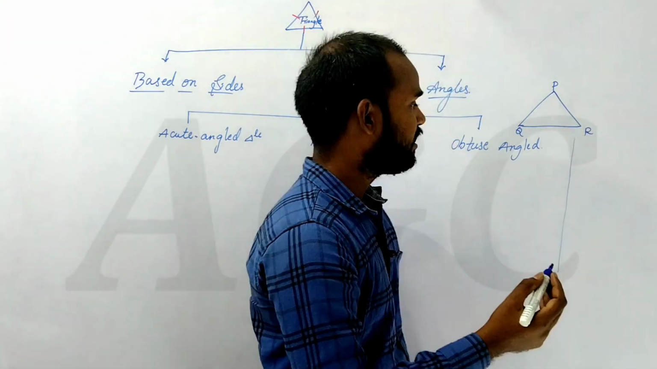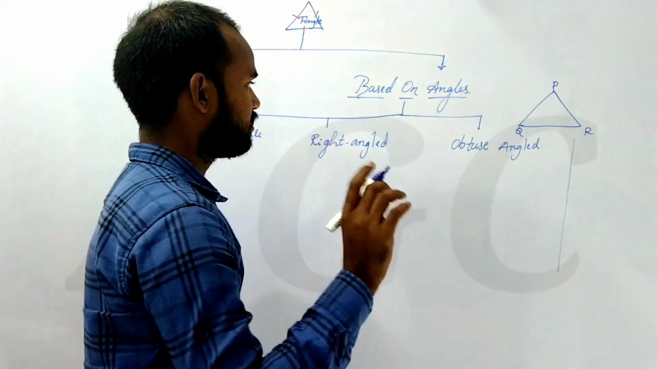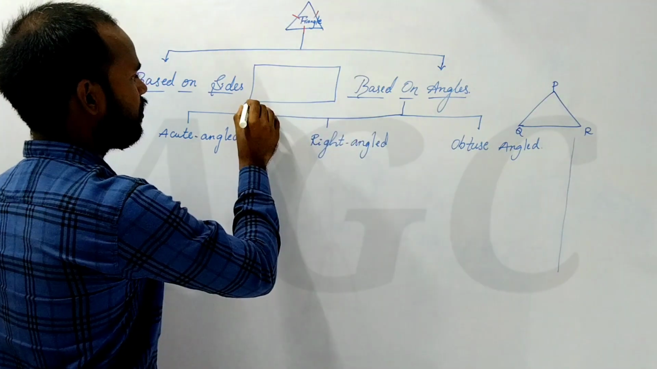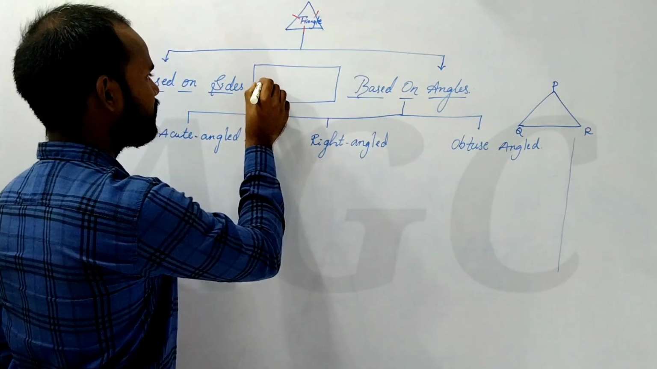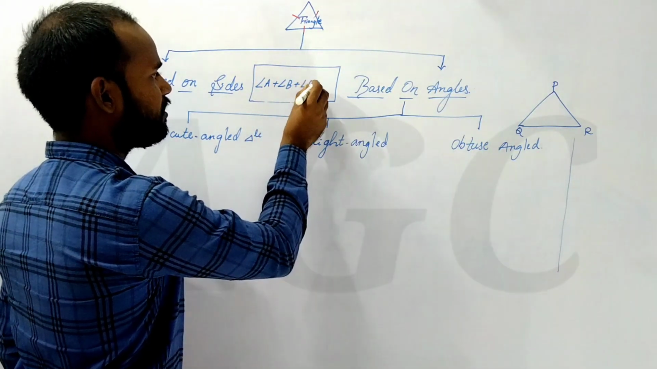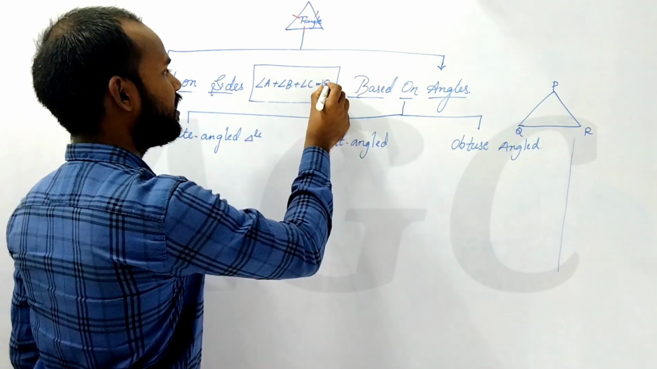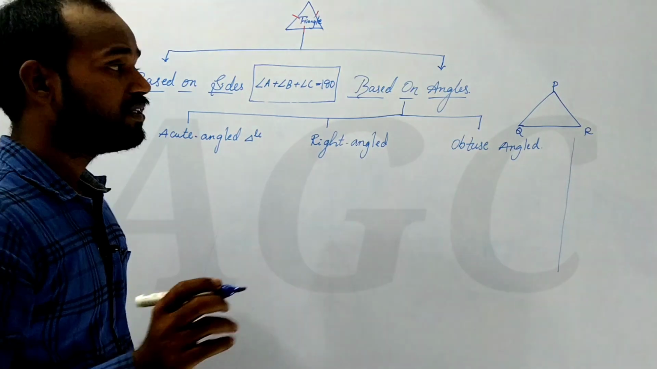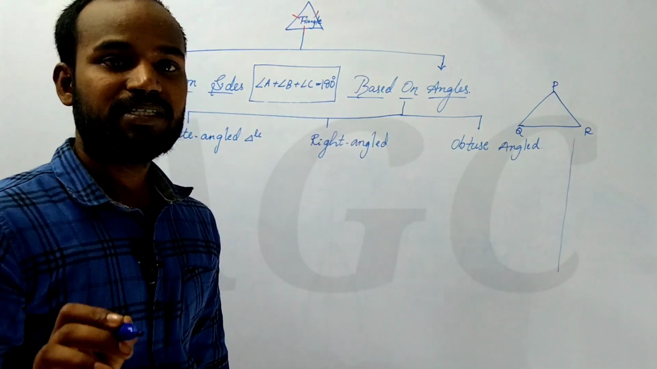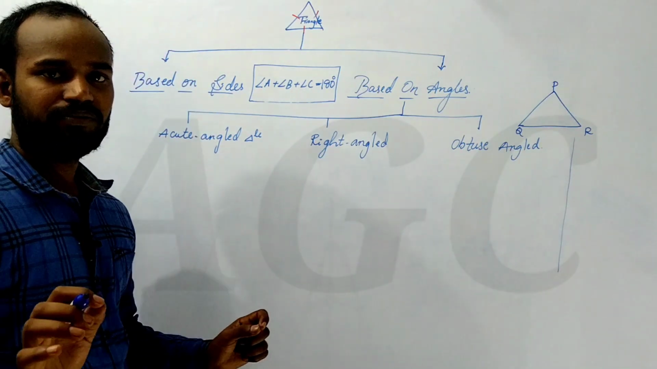So the sum of the three angles of the triangle must be equal to 180. Remember this point. So I am writing here. The sum of the three angles, for suppose angle A plus angle B plus angle C, must be equal to 180 degrees. Then only it is said to be a triangle. Remember it. Don't confuse here.